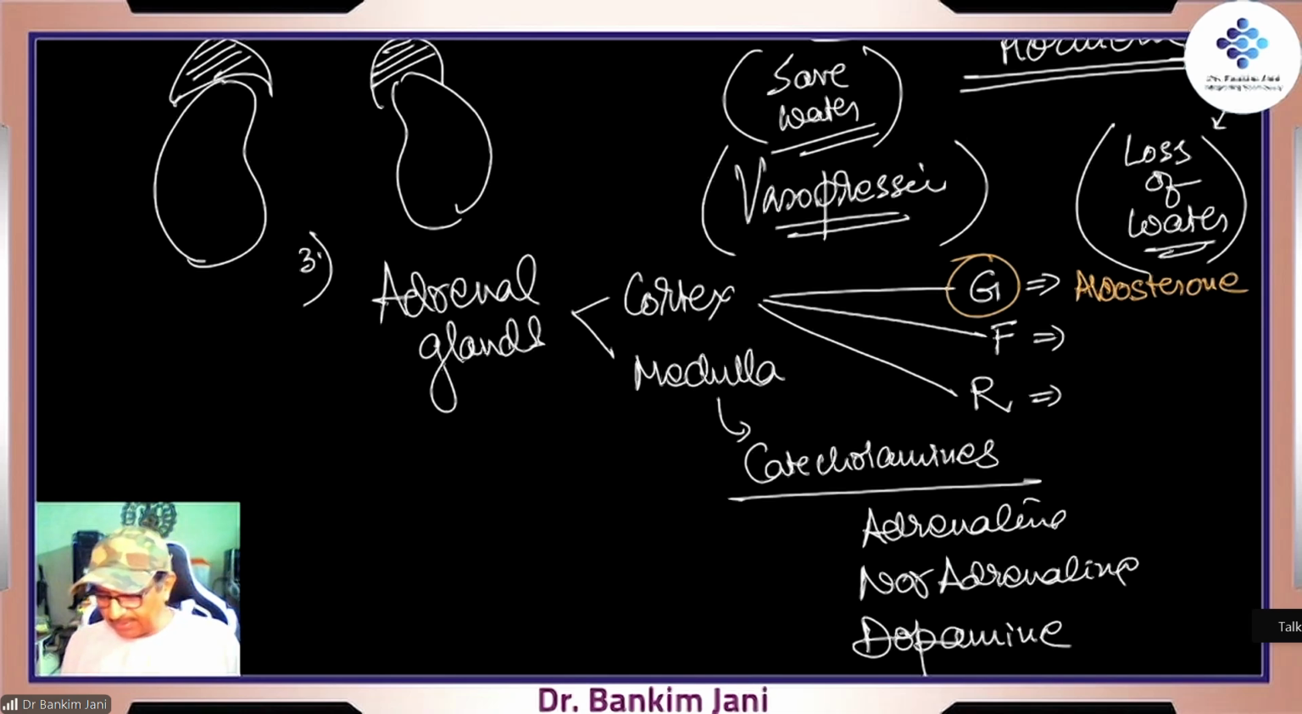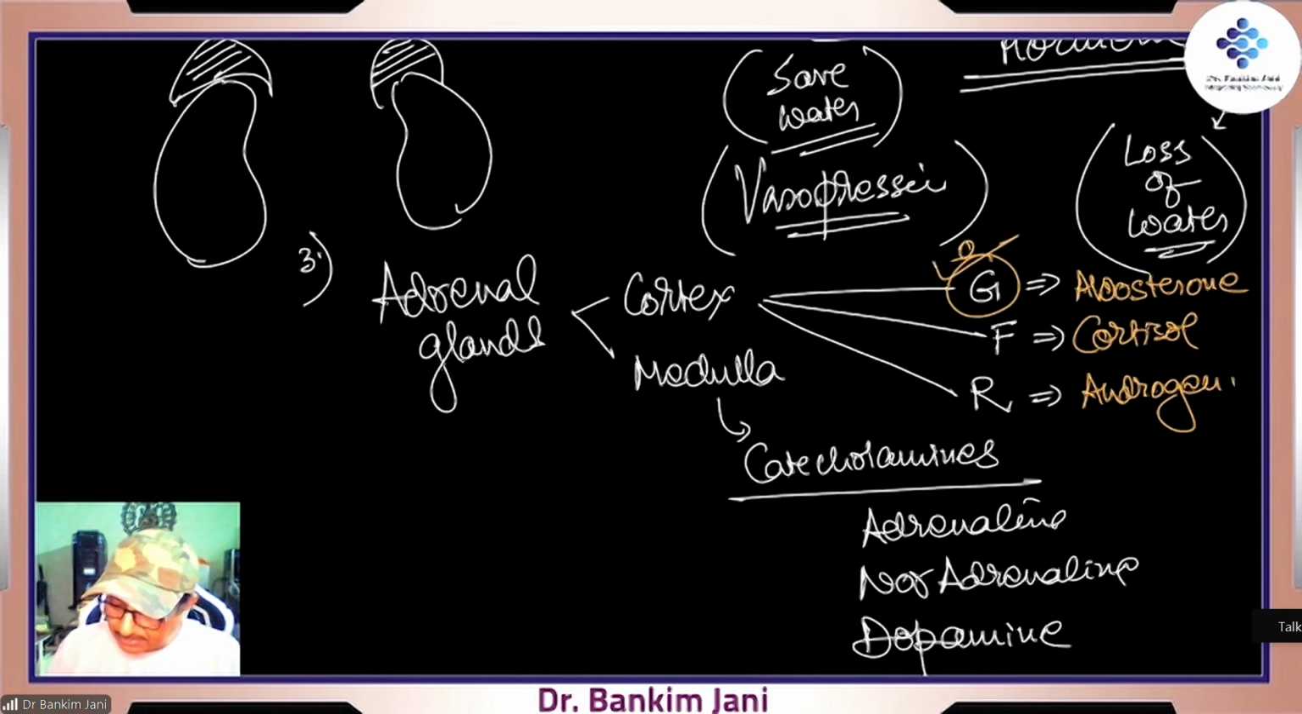Then this is the corticosteroid zone. This releases cortisol, which is for stress, right? The lesser the cortisol, the less the stress. And then this reticularis releases androgens, which are the sex hormones. So all these things, but right now we are interested in this zona glomerulosa, which is what is releasing this aldosterone.